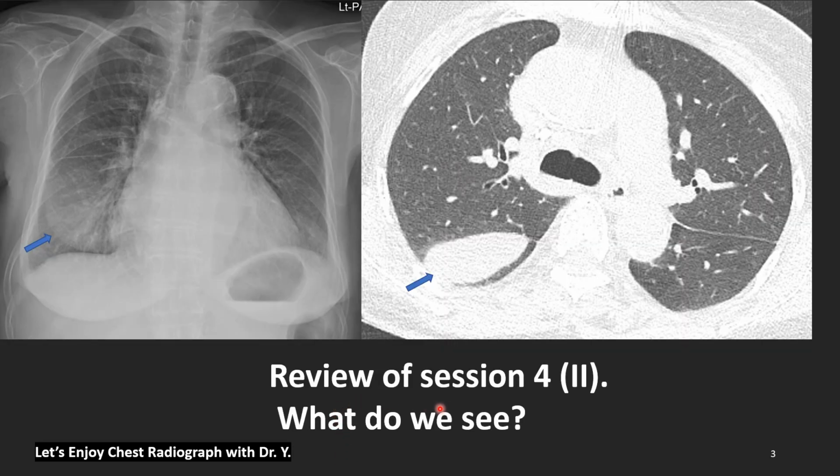Review of session 4, number 2. What do these blue arrows represent? And what are these films? Yes, correct. This is a vanishing tumor on an erect chest radiograph and supine axial CT scan. Upper portion of right major fissure, lower portion of right major fissure. Yes, right major fissure pleural effusion, hence named vanishing tumor.